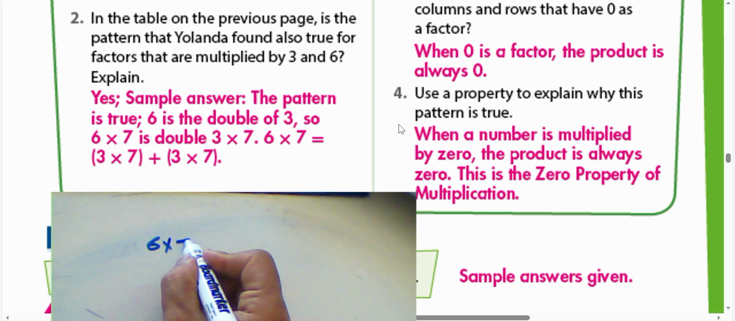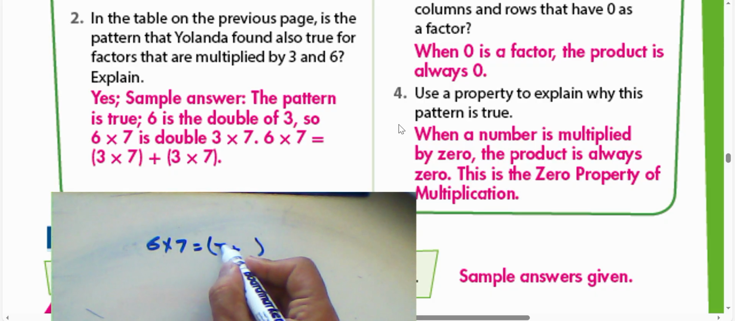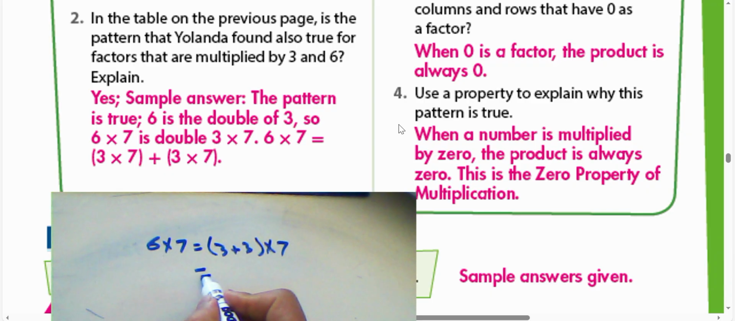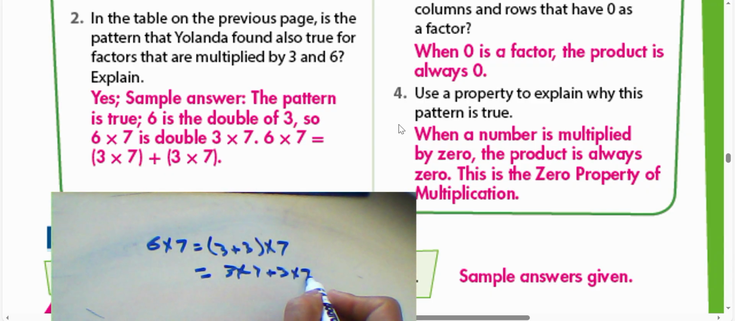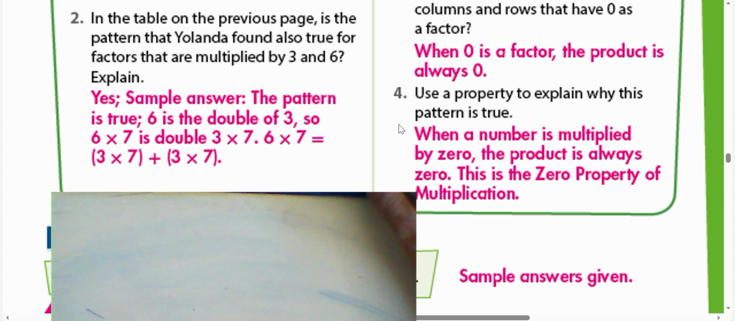Like this method: for 6 times 7, we can write 6 as 3 plus 3, multiplied by 7. And then 3 times 7 plus 3 times 7. 3 times 7 is 21 and 3 times 7 is 21. The result will be 42. You can use this method to find the answer to this question.